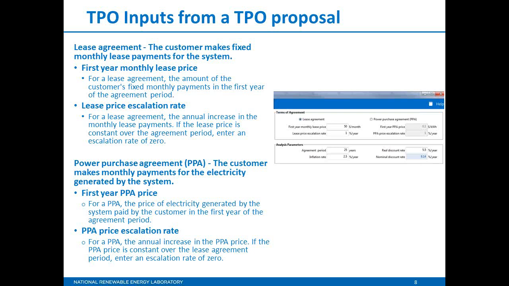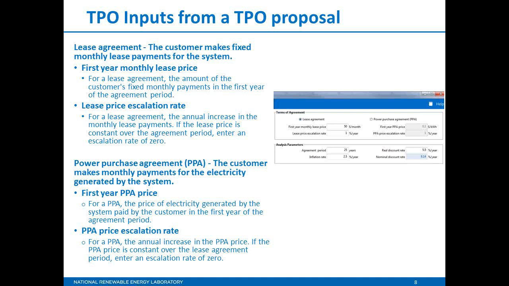For a lease agreement where the customer makes fixed monthly lease payments for the system, you have the first year monthly lease price, and again, this is separated from the actual production during that month. And then the lease price escalation rate, and that's typically part of the package that you have from the third-party owner. So you have a monthly payment, and then how much that will increase, usually in a percentage per year. That's how we've represented it.